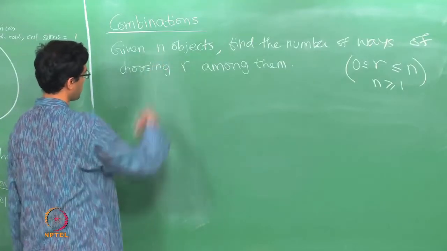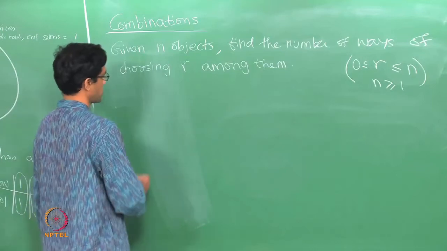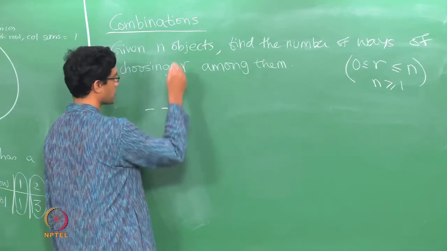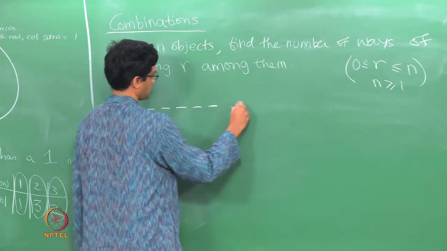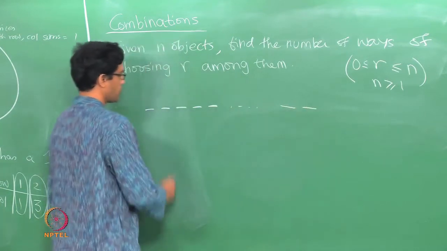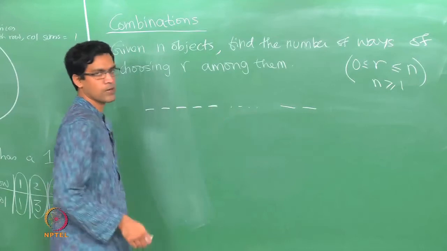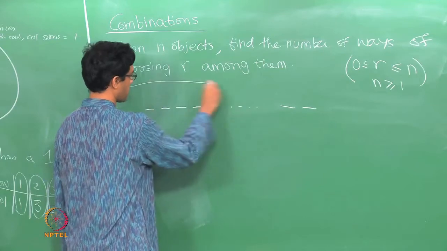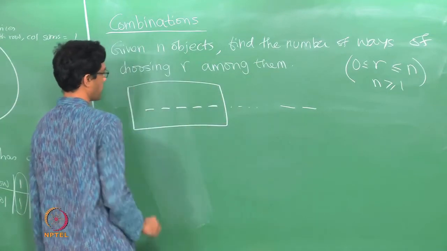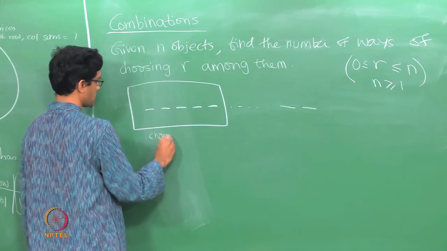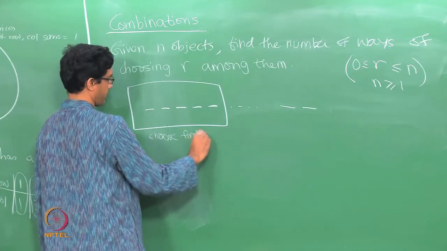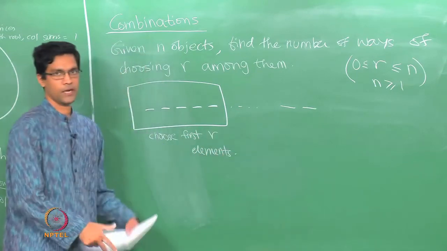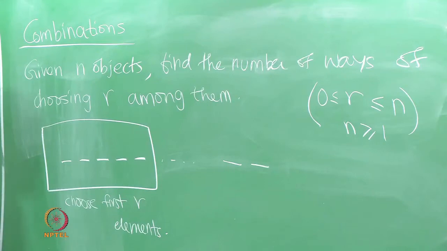So the way to solve this problem is by going through permutations. Let's arrange these n objects. Here are the n positions. You arrange these n objects in all possible ways. So you look at all possible permutations, and once you have a permutation you just choose the first R elements of that permutation, and put them in your basket. That's the choice you will make.